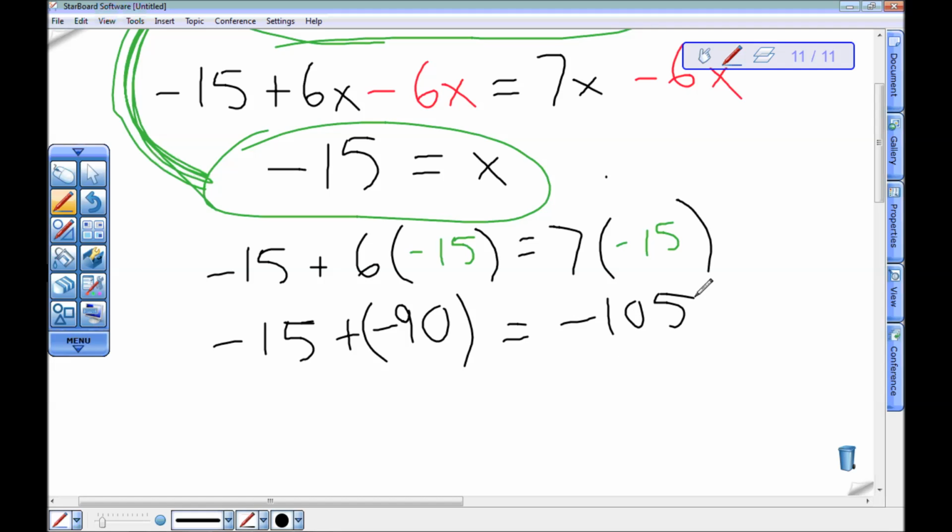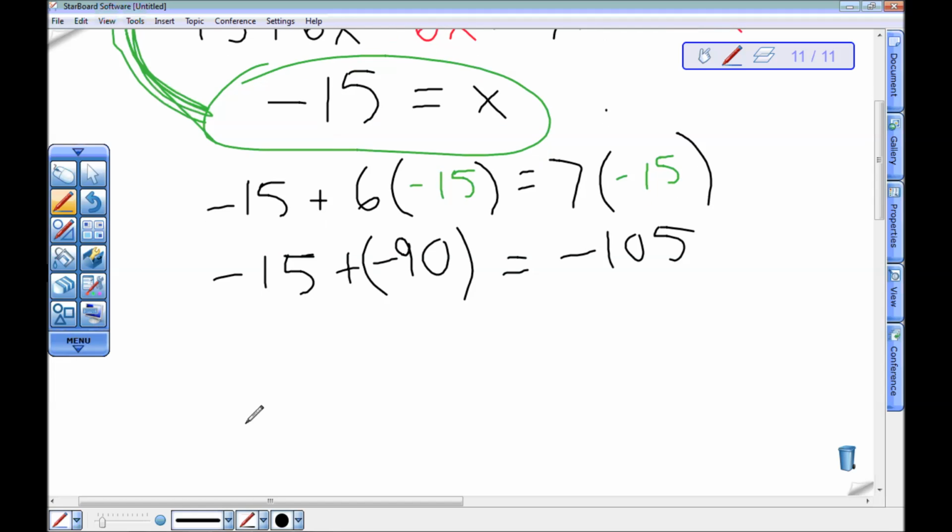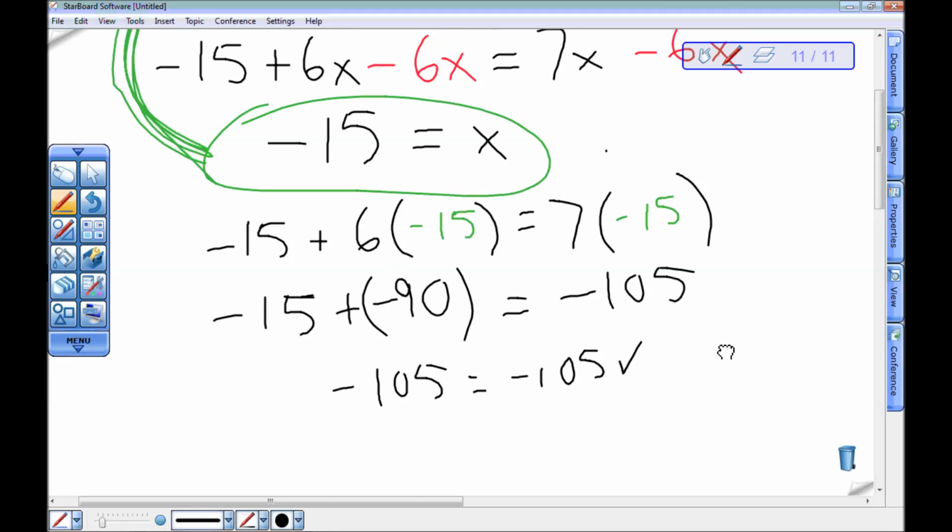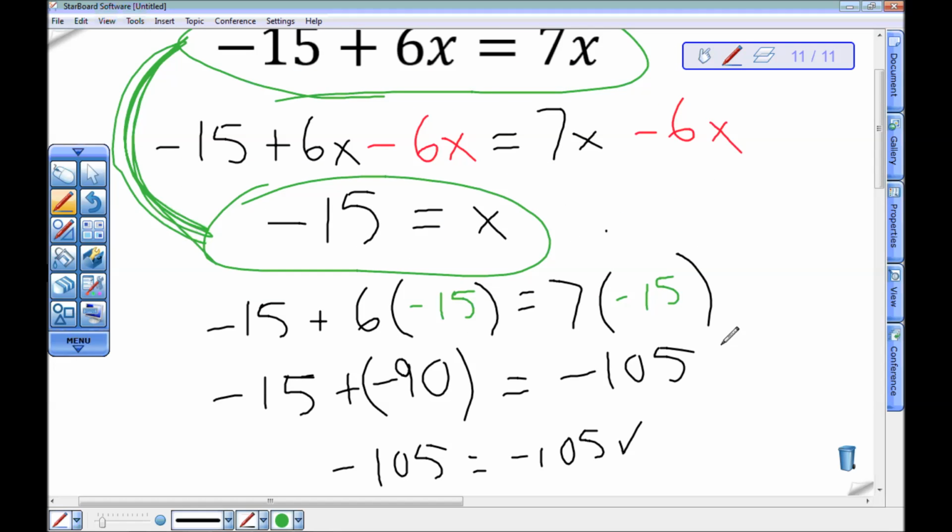Okay, is this equation true? If I'm at negative 15 and I go down 90, 90 plus 15 is 105. Now it's both headed in the same direction, so negative 105 equals negative 105. Yes, so I know for sure negative 15 is a root of negative 15 plus 6x equals 7x. It's a solution. It satisfies that equation.